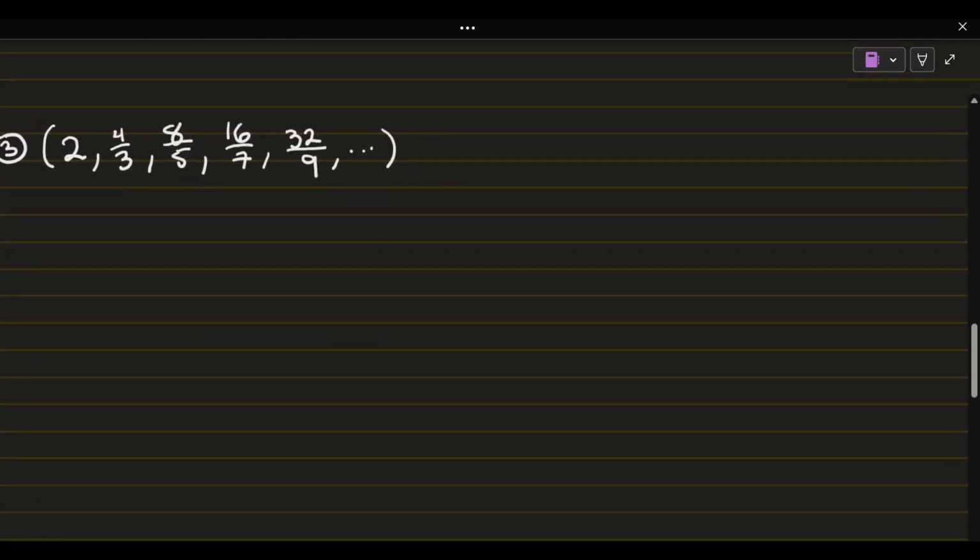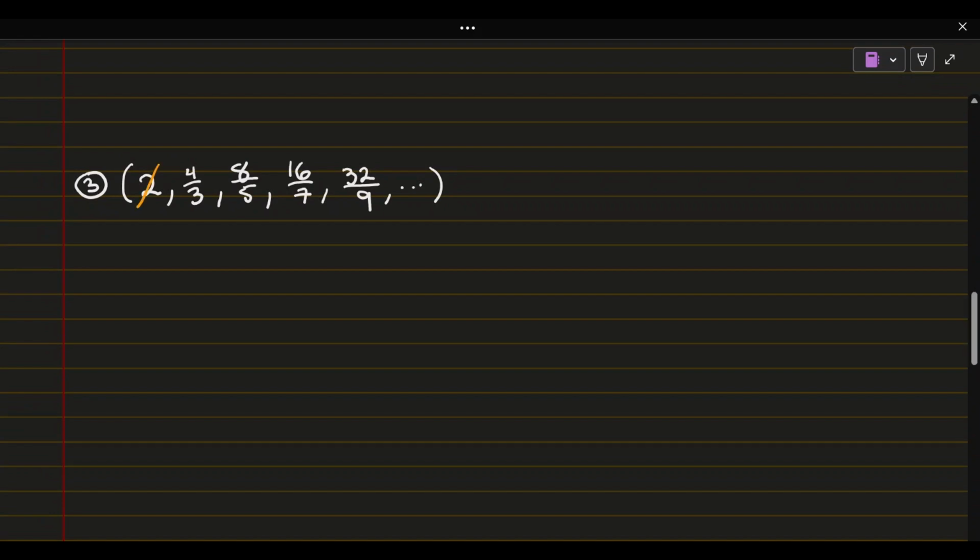Okay, and this next one's a little bit more tricky. The first thing I want to do is rewrite 2 as 2 over 1, because everything else is in a fraction, so why shouldn't 2 be? And this should give us an idea. In the denominators, I notice that everything is odd, okay? So I have 1, 3, 5, 7, 9. Those are the odd numbers. And we can write odd numbers as either 2n plus 1 or 2n minus 1, right?